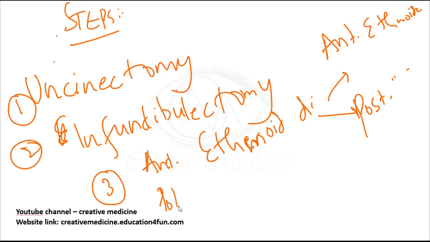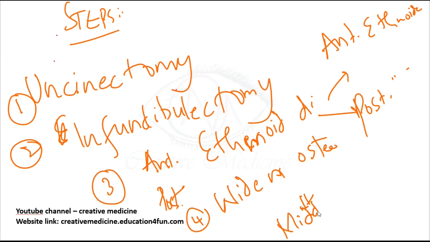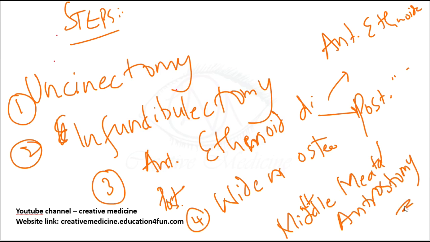If there is anterior ethmoidal disease, you will do anterior ethmoidectomy. If posterior ethmoidal disease is there, then you do posterior ethmoidectomy. Now you will have to widen the ostia. Once you widen the ostia of the maxillary sinus, you will be able to visualize the maxillary sinus, and this is called middle meatal antrostomy, where the opening of the maxillary sinus has been widened, and you will see the maxillary sinus.